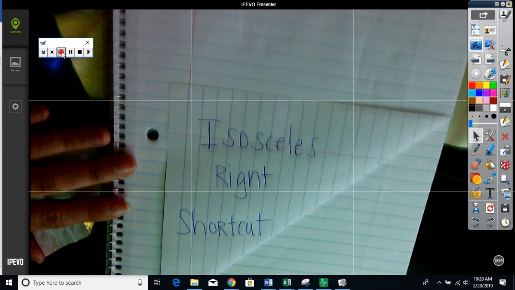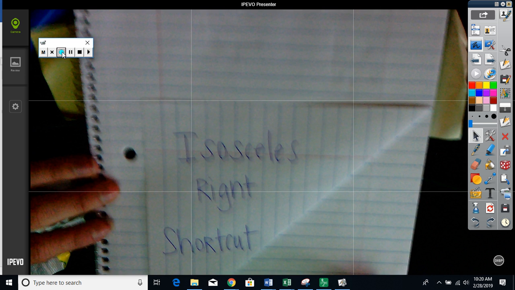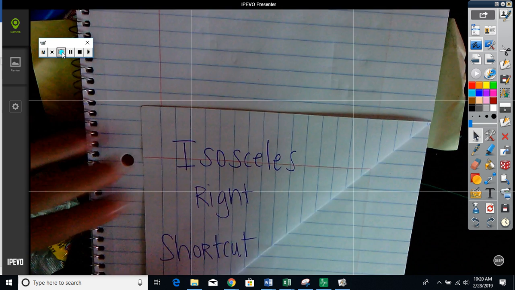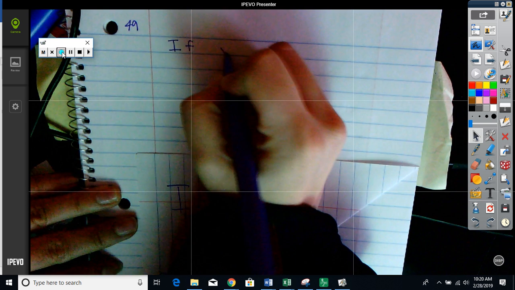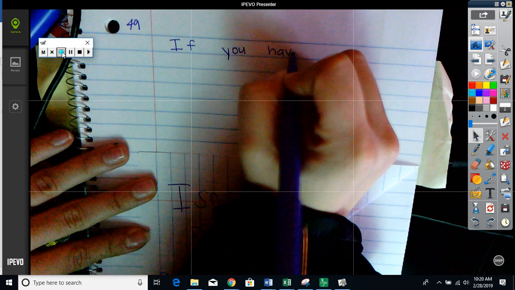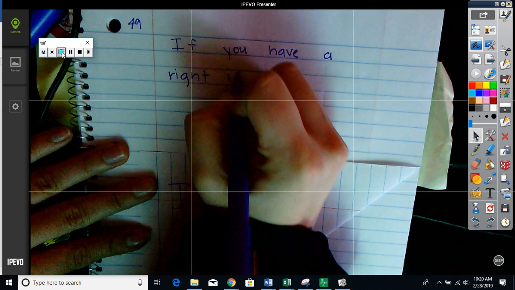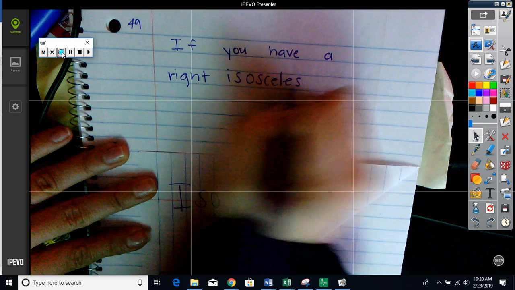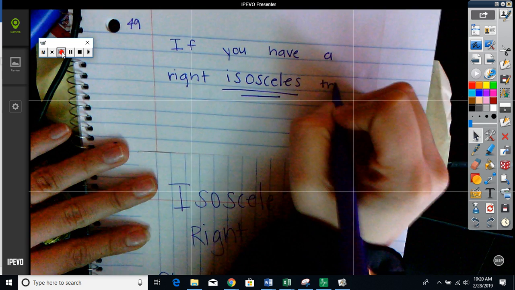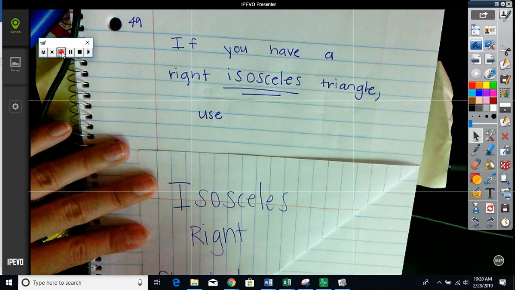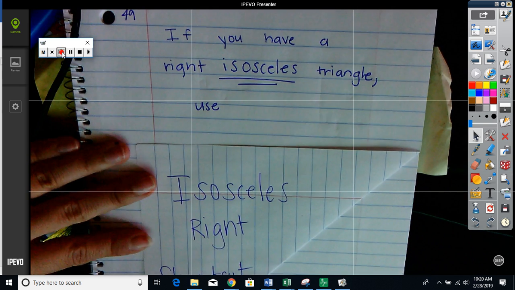So we've done Pythagorean theorem. That's when you have two sides. But today, Yusuf, we're doing a shortcut. And the shortcut can only be used if you have a right isosceles triangle. It has to be isosceles. Then you can use the shortcut. It has to be isosceles.